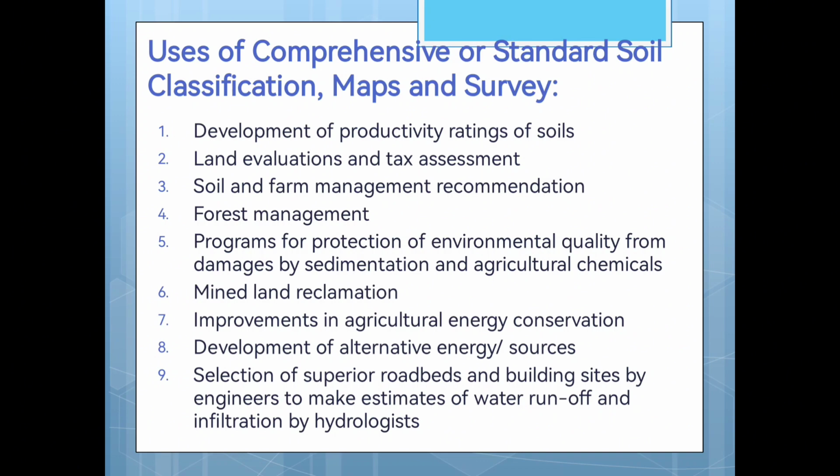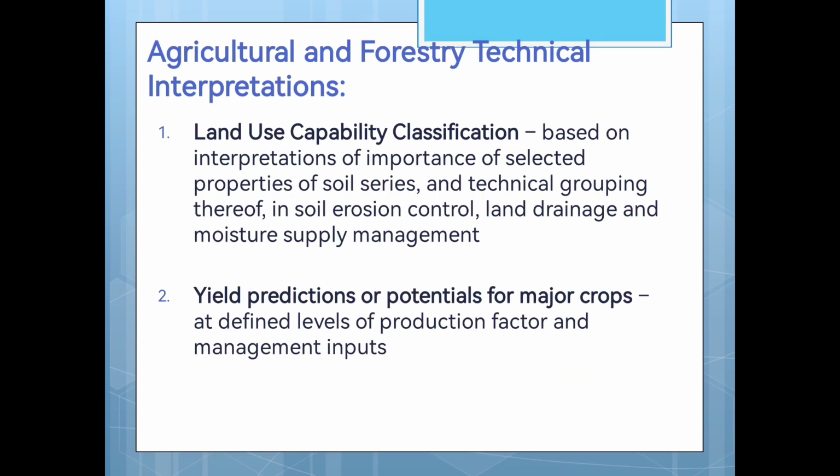Then we also have forest management and the programs for protection of environmental quality from damages by sedimentation and agricultural chemicals can also be taken from the comprehensive or standard soil classification. And of course, mined land reclamation to reclaim mining areas and to improve the agricultural energy conservation, development of alternative energy sources, and the selection of superior roadbeds and building sites by engineer to make estimates of water runoff and infiltration by hydrologists. So these are the agricultural and forestry technical interpretation.